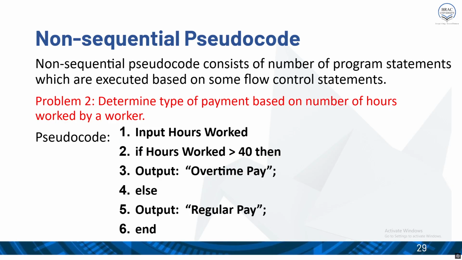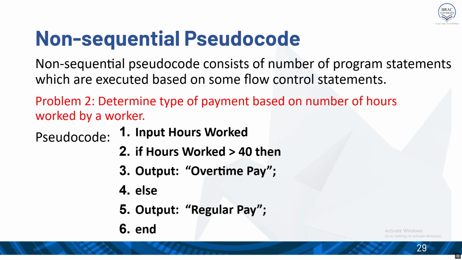This is our flow control statement, and based on this condition, our program sequence will be decided. If the worker has worked more than 40 hours, overtime pay is showed as an output and we end the program. Here, line 1, 2, 3 and 6 has been executed.